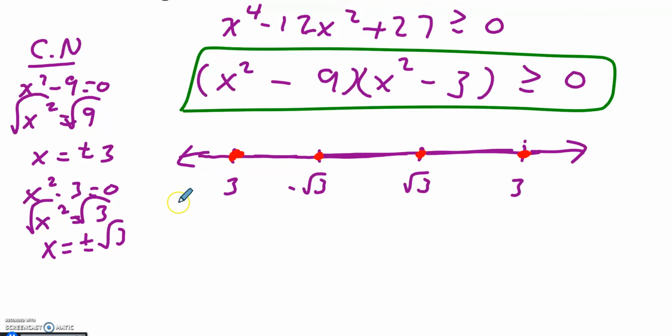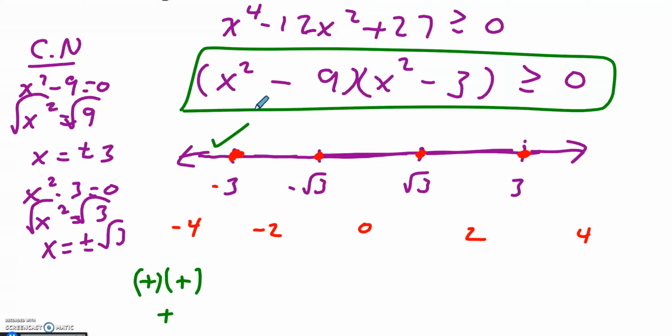So let me think about what numbers I would pick in each interval. A number that's less than -3 would be -4. A number that's between -3 and -1.7 is -2. A number that's between -√3 and positive would be 0. Between 1.7 and 3 would be 2, and then a number bigger is 4. So if I think about my signs here, if I plug all of these into this boxed green answer, -4 squared is 16. 16 minus 9 is a positive. -4 into this would also be positive. So positive times positive is positive. Positive has to be bigger than 0, so this interval works.